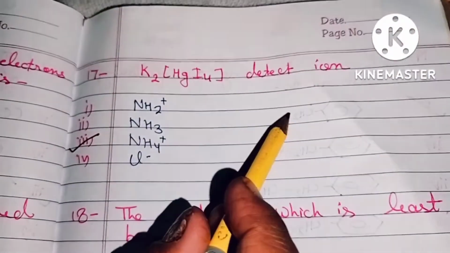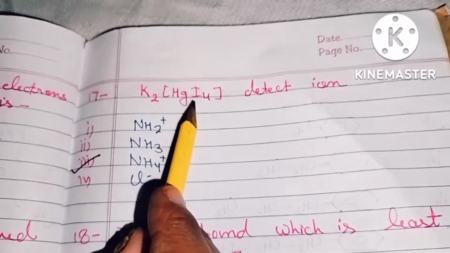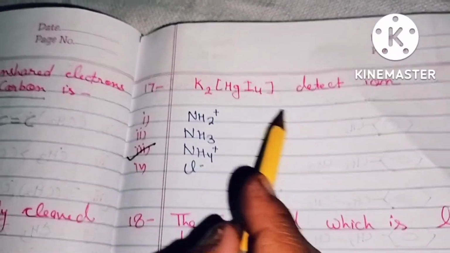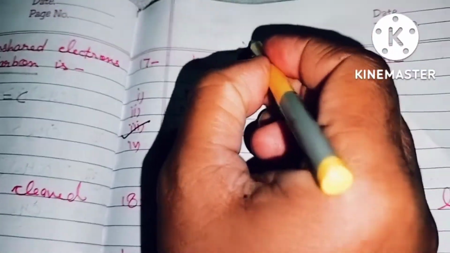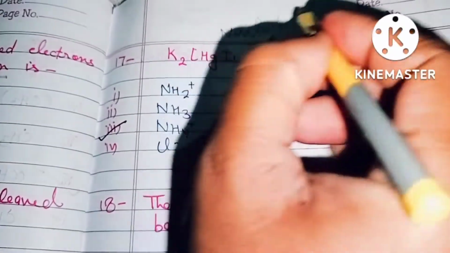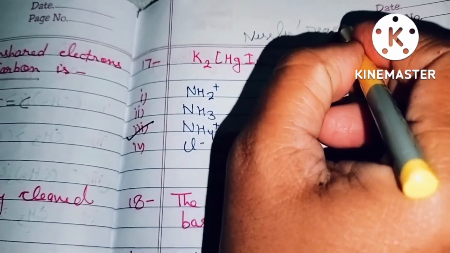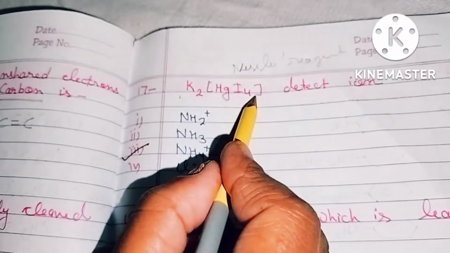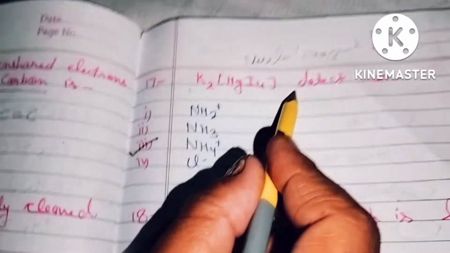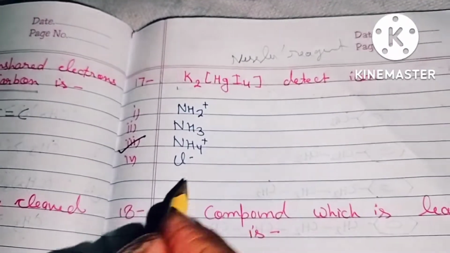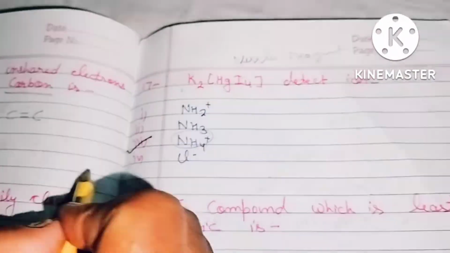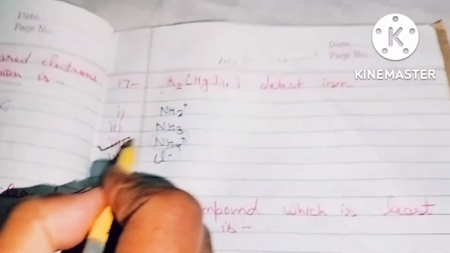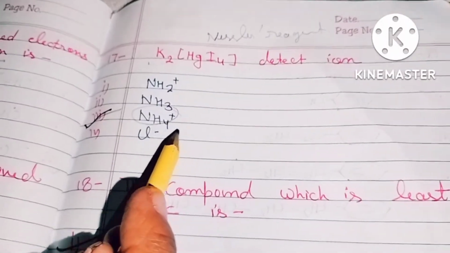Next, K2HgI4 detects an ion. K2HgI4 is called Nessler's reagent. It is a very important name, and the formula should be learned. Nessler's reagent is used for the detection of ammonia, NH4 plus ions.